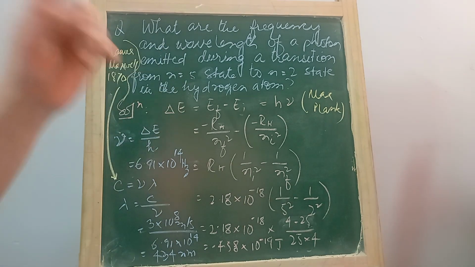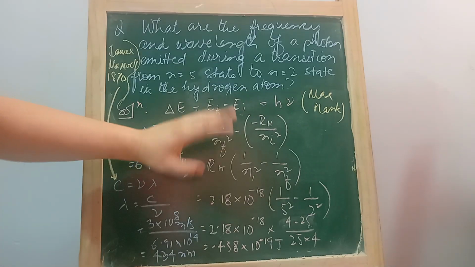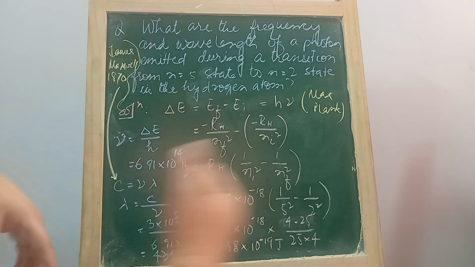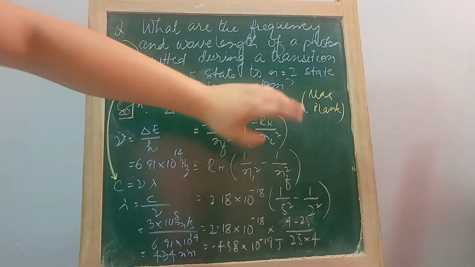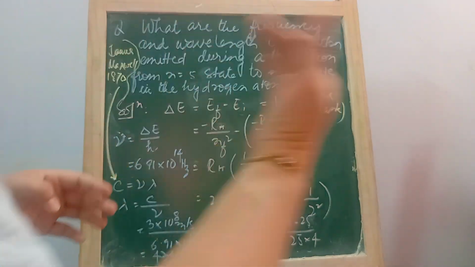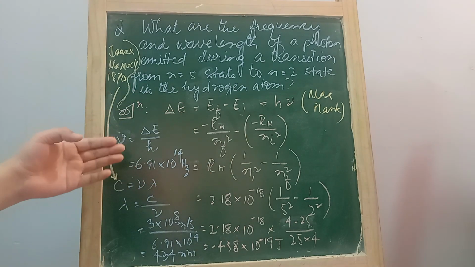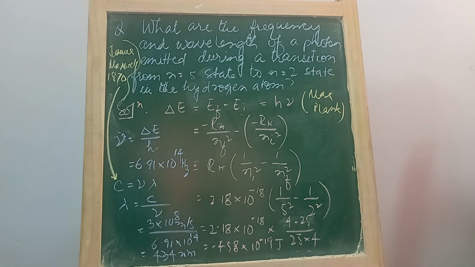One more thing you can notice here. This belongs to a particular series of wavelengths or frequencies. This transition is called the Balmer series, discovered by the scientist Balmer, when n is equal to 2. From any higher state, n equal to 3, 4, 5, 6, 7, 8, 9, 10, when it comes back to the second state, the series of spectral lines is called the Balmer series, and its corresponding energy, frequency, and wavelength can be calculated in this manner. Hope it's clear.